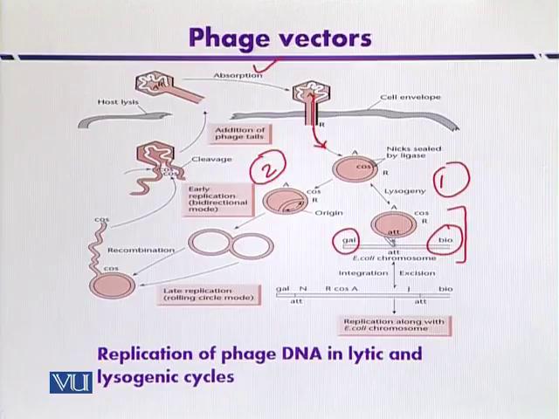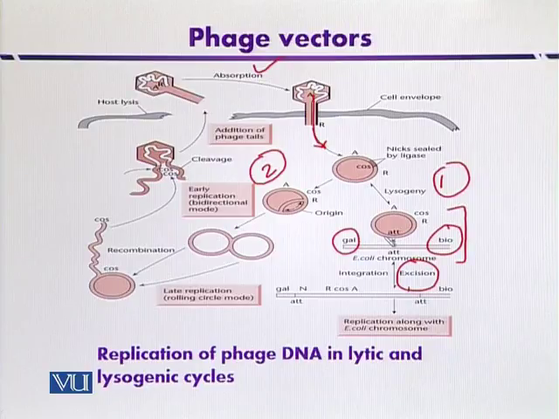And due to some stimulus, it can also be excised. That may be ultraviolet light under laboratory conditions. Otherwise, it will replicate along with the host chromosome until some stimulus causes its excision.